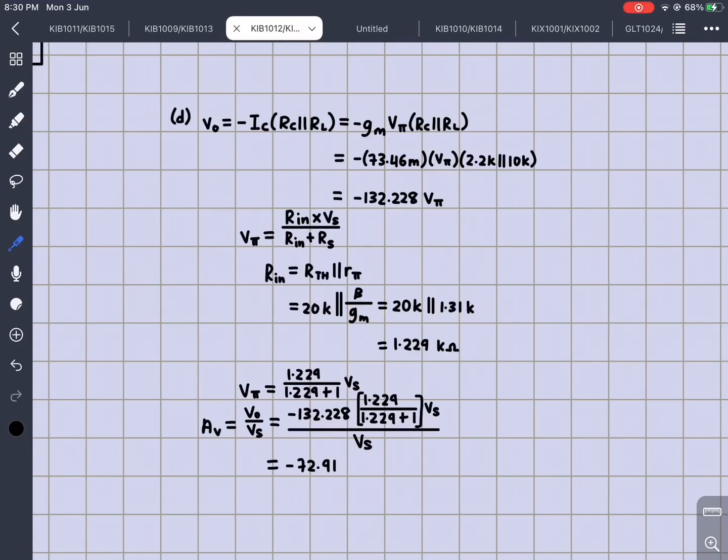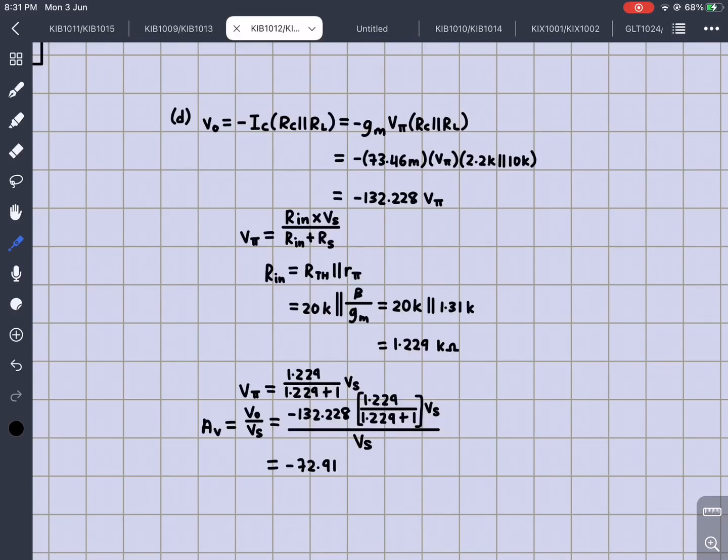Lastly, the question asks us to calculate the voltage gain of the circuit. As we know, voltage gain is equal to V output over Vs. We can start off by calculating the V output. V output is equal to negative IC times RC parallel to RL, which is also equal to negative gm times V pi times RC parallel to RL.